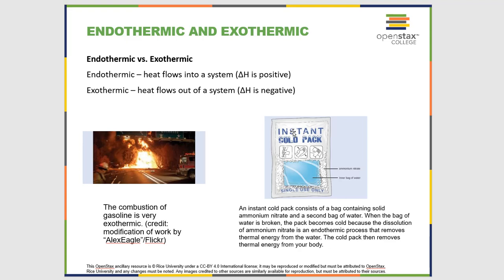So here we have two terminology things that we need to be familiar with. Since enthalpy is essentially heat energy, we need to be familiar with the terms endothermic and exothermic. Endothermic means heat flows into a system. Delta H is positive. Exothermic means heat flows out of a system. Delta H is negative. So as an example of an exothermic reaction, we have the combustion of gasoline. This is clearly exothermic. A large amount of heat energy is being released when we burn gasoline. So that is very important.